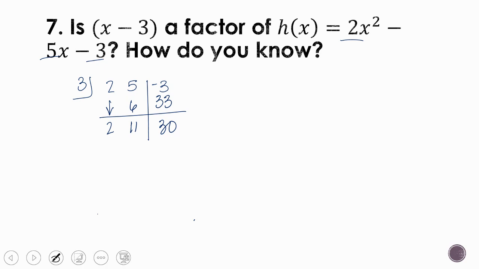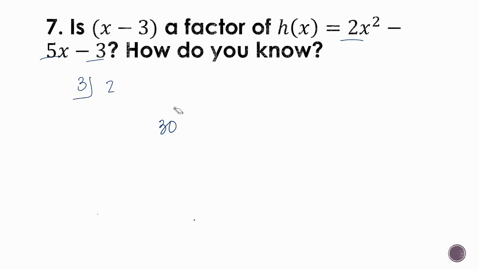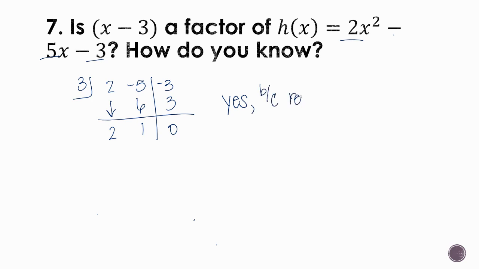Oh, I messed up. Hopefully you caught that. I should have, and this is why I try to be careful about my formatting. It's -5. There we go. Let's try this again. So we're going to bring down the 2, 6, 1, 3, 0. Here we go. So the question is, is this a factor? The answer is yes. How do we know? Because the remainder is 0.